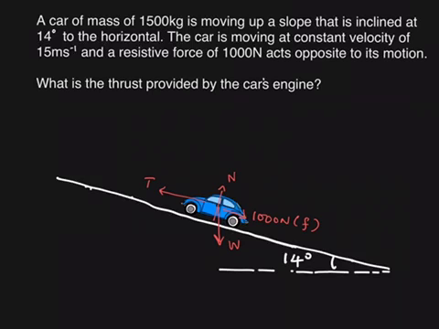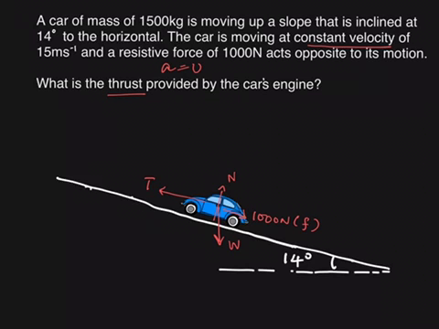Now, these are the forces acting on the car. What we are interested in is the thrust. There are some key things to note: the car is moving at a constant velocity of 15 meters per second. That tells you that the acceleration is 0. Acceleration up the slope is 0.